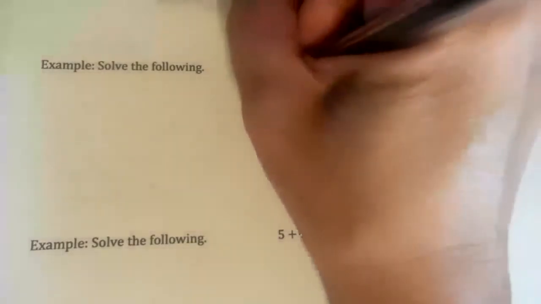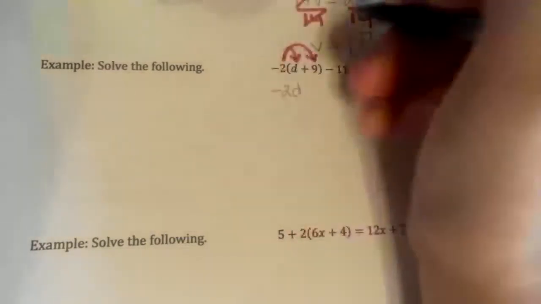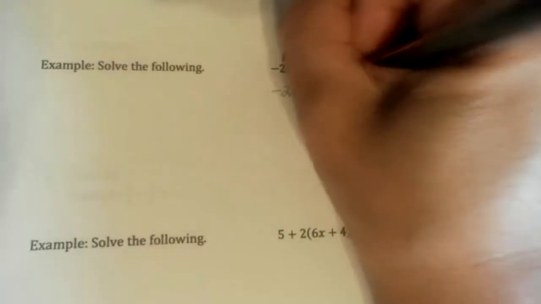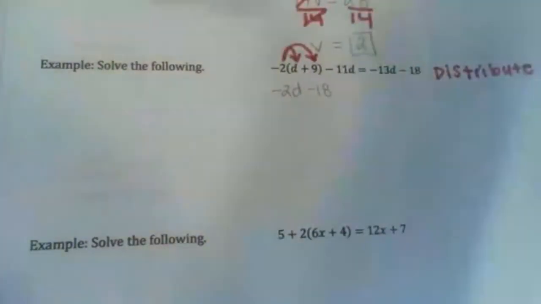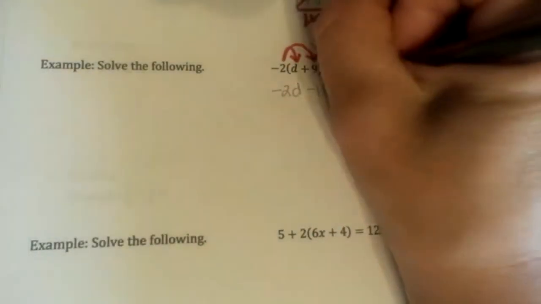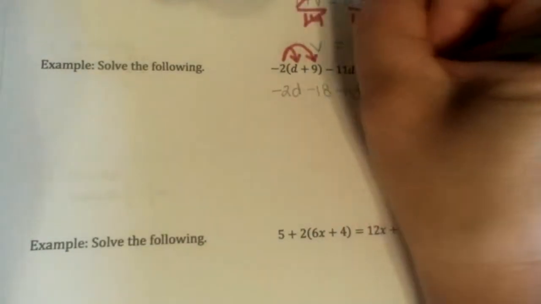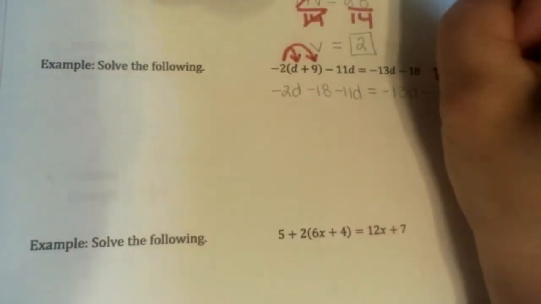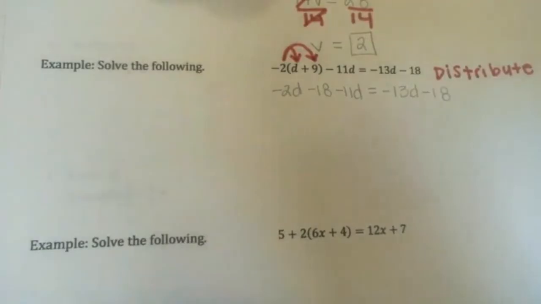So negative 2 times d would leave us with negative 2d. Negative 2 times positive 9 would leave us with negative 18. Now that's all that's in parentheses, so we're done distributing. Nothing else gets distributed by that negative 2. Everything else stays the same. So minus 11d equals negative 13d minus 18.